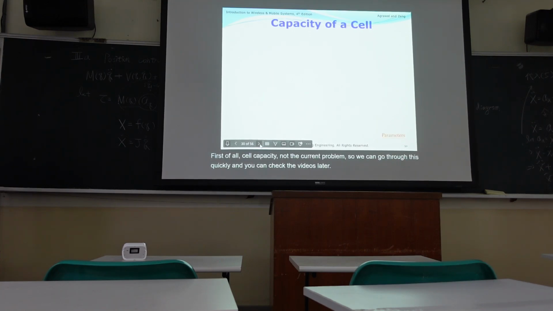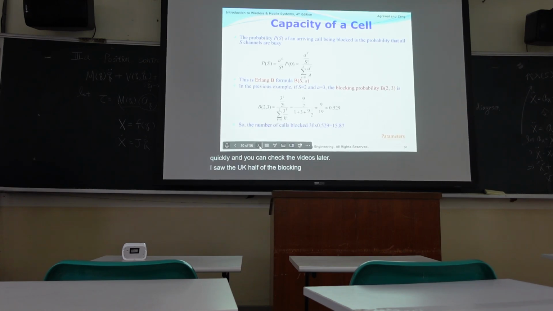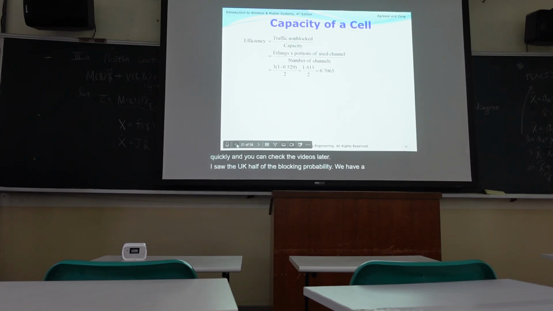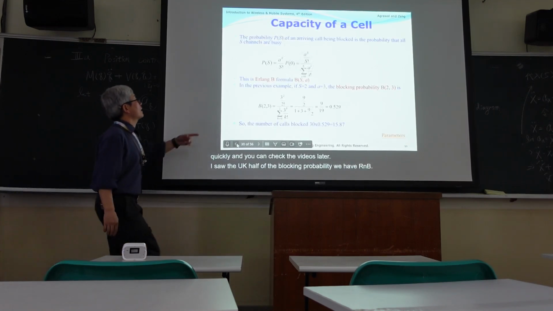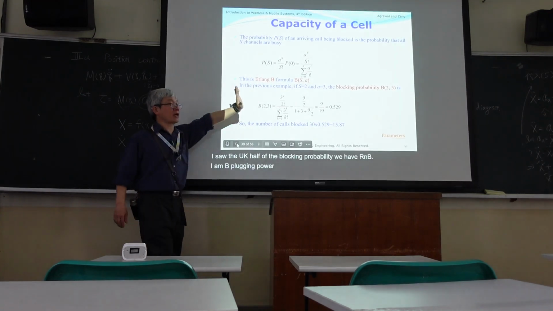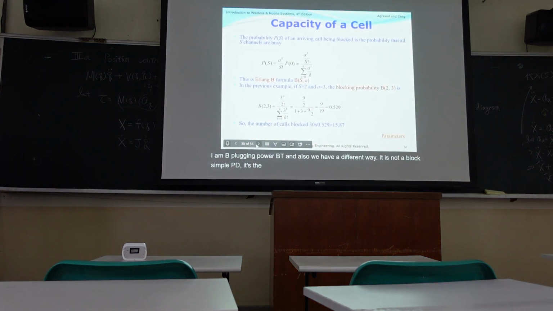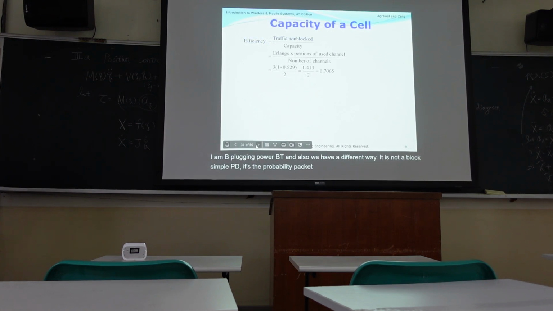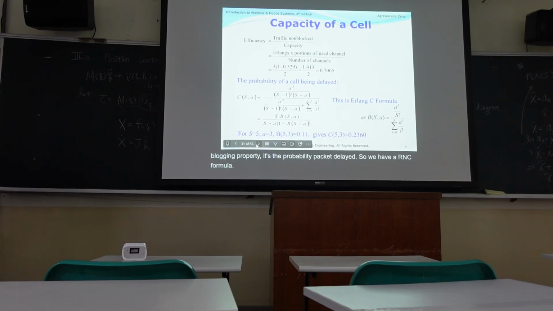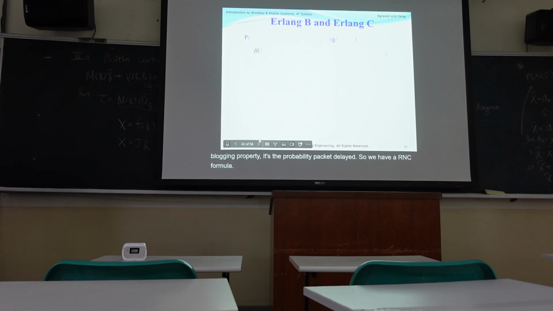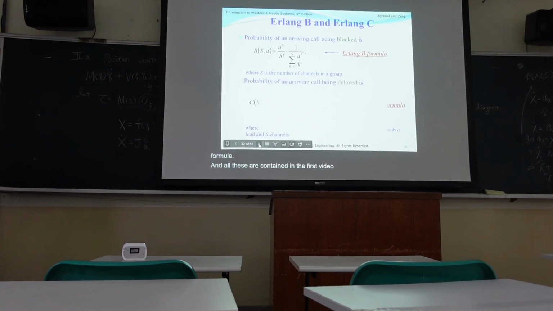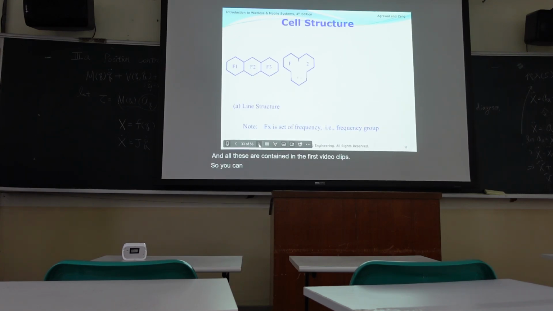And so we can have the blocking for meeting. We have R&B, R&B blocking for meeting. And also we have a different way. It is not a blocking for meeting. It's a mobility packet delay. So we have R&C for, and all of these are contained in the first video clips. So you can check the video. And in fact, the problem focuses on this one.